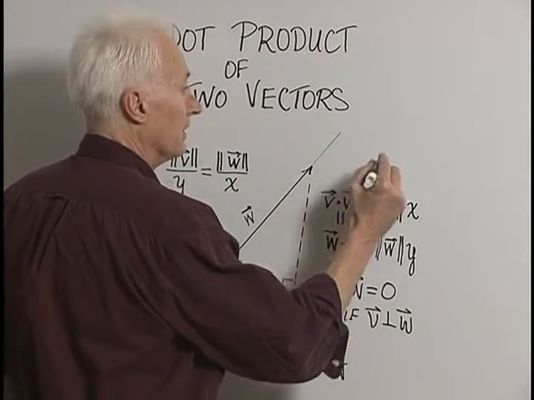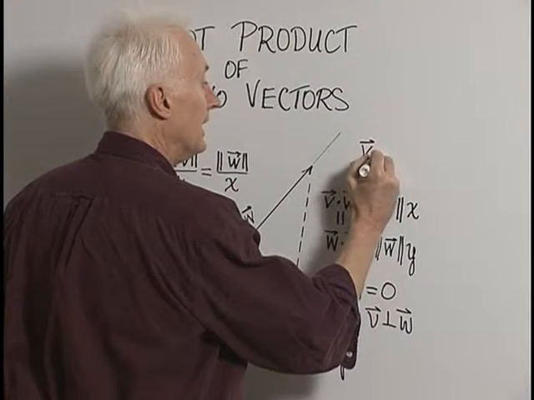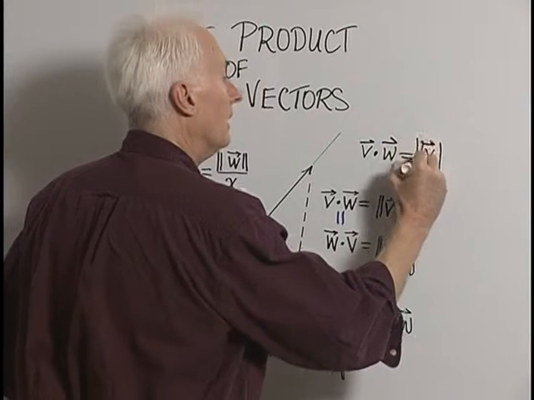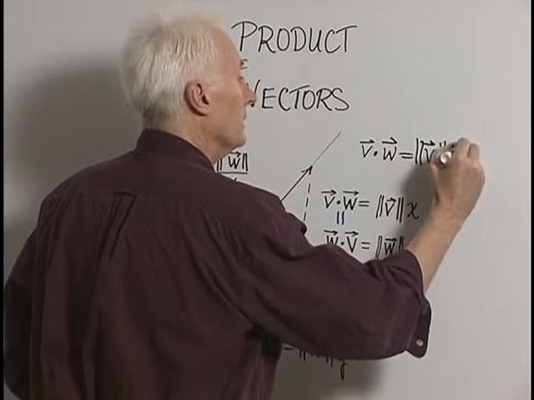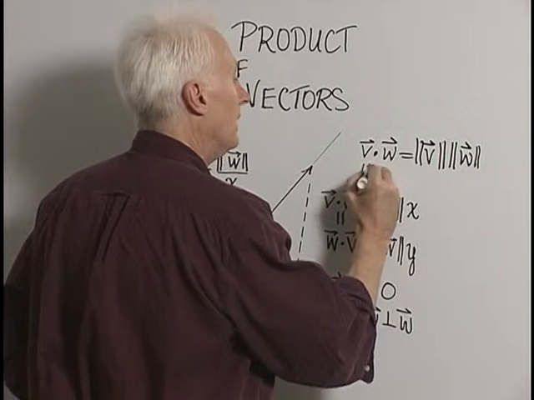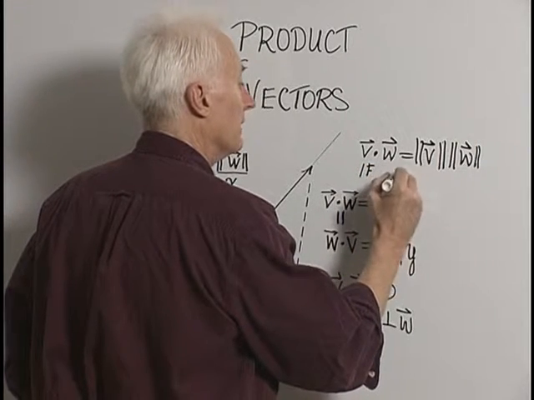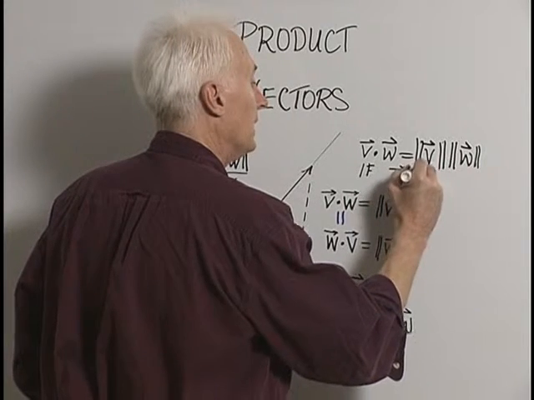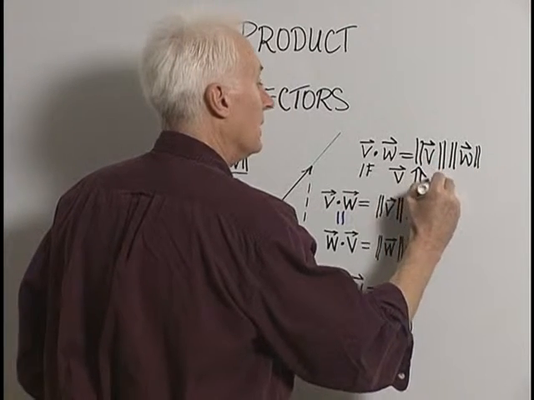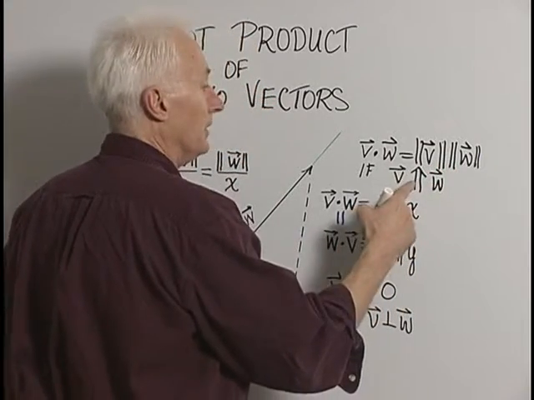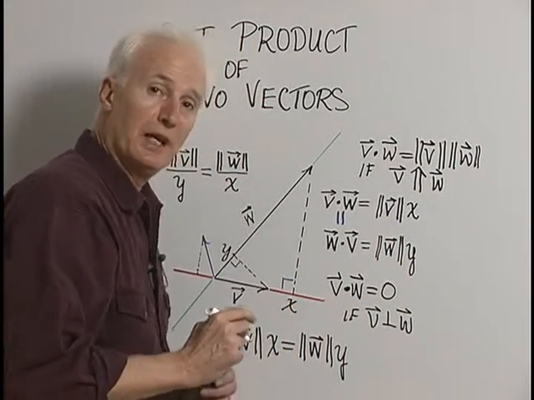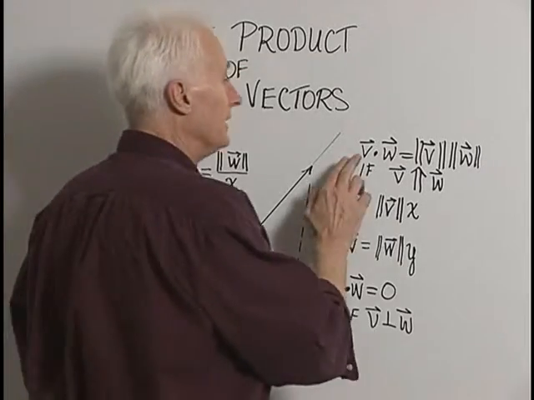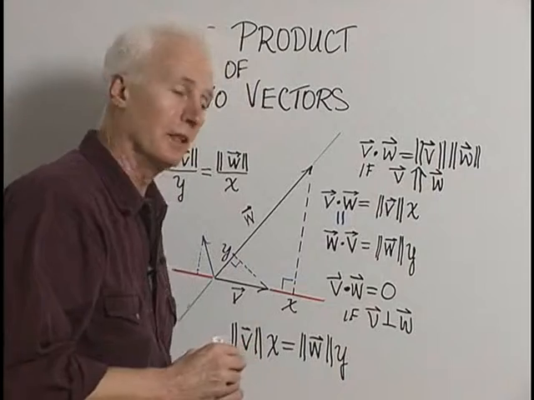So we could say, for instance, V dot W equals length V times length W if they point in the same direction, which I'll write this way. I'll make a parallel symbol, but I'll put an arrowhead on top to denote that they point in the same direction. In other words, when they point in the same direction, the dot product is just the product of the lengths.